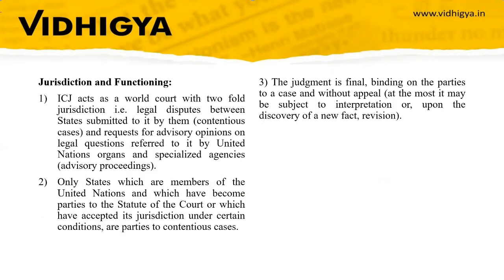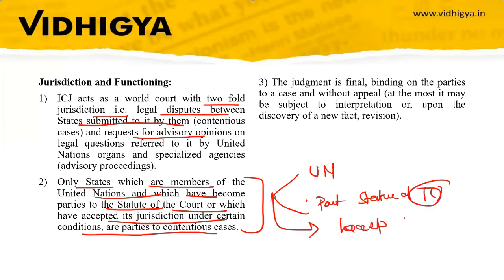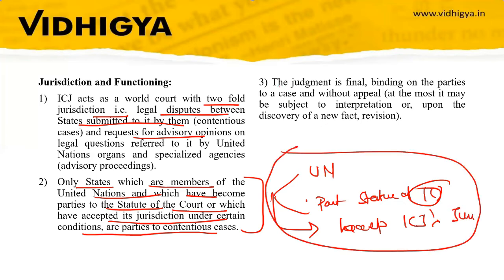Now about jurisdiction. As I've told, the ICJ acts as a world court with twofold jurisdiction: legal disputes between states submitted to it by them, and requests for advisory opinion. Second, only states which are members of the UN and which have become parties to the statute of the court, or which have accepted its jurisdiction under certain conditions, can be parties. So who can come to the ICJ? A state has to be a member of the United Nations and a party to the statute of the ICJ, or have accepted the ICJ's jurisdiction. In this situation, the country can come to the ICJ for settling a dispute.